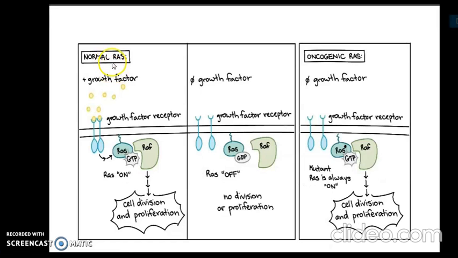In the presence of normal RAS, these proteins drive cell cycle progression only when growth factors are available, and the RAS remains on and cell division and proliferation take place. In the absence of the growth factor, the RAS remains off and there is no division and proliferation. In the case of oncogenic RAS, even in the absence of growth factor, the cancer-causing mutations change the RAS structure and it remains always in the on state, and this results in excessive cell division and proliferation, resulting in cancer.